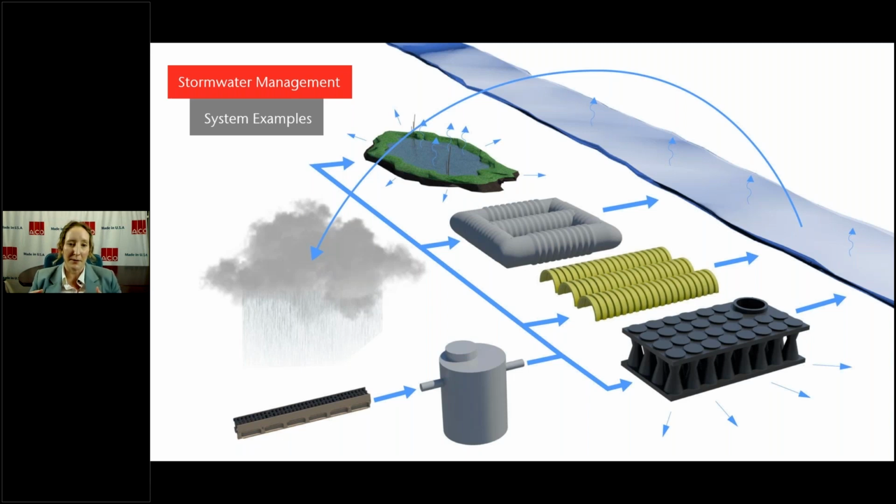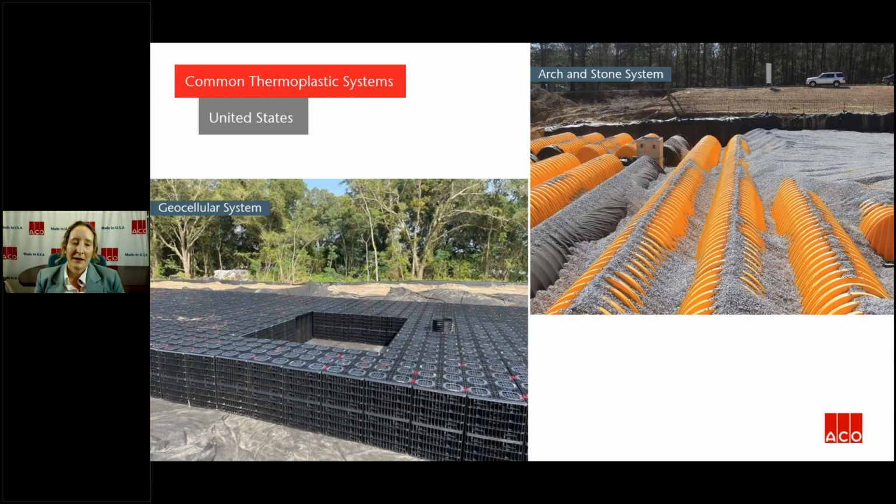So that led to some innovation in the realm of thermoplastics, which you see in the bottom right of your screen. So some common thermoplastic systems we see in the United States are the arch and stone system that you see in the top right of your screen and geocellular systems that you see in the bottom left.